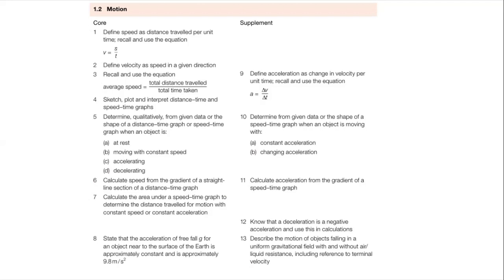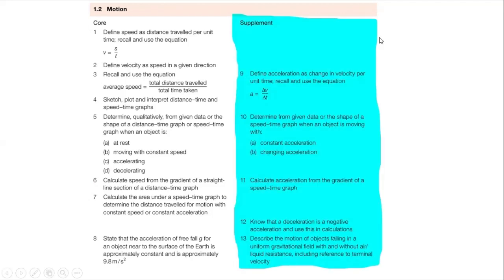13th one: describe the motion of objects falling in a uniform gravitational field with and without air or liquid resistance, including reference to terminal velocity. So this is the highlighted part that we are going to talk about today.